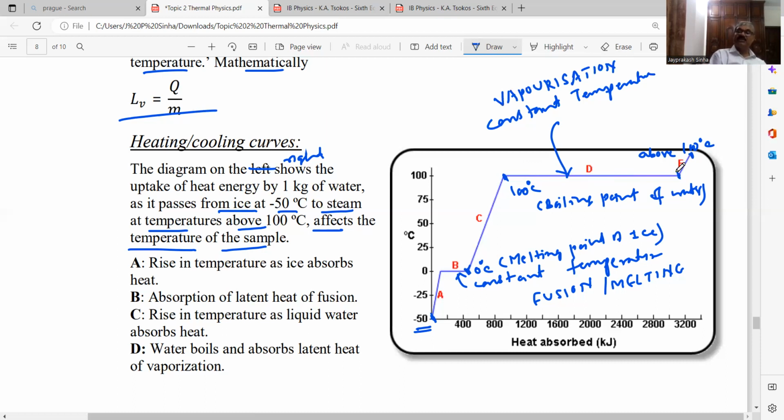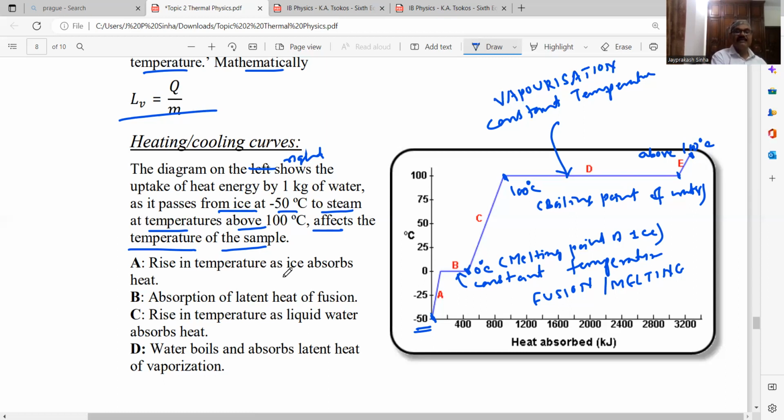Now, whatever heat energy you are supplying will be utilized in raising the temperature of this steam. So the temperature of the steam will go on increasing from 100 degrees Celsius, to more than 100 degrees Celsius, which can be 120, 125, whatever it is.